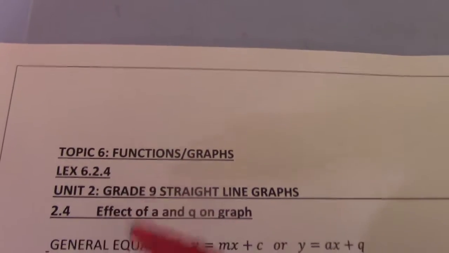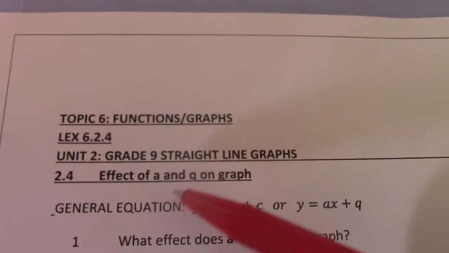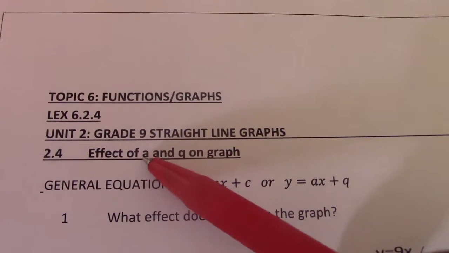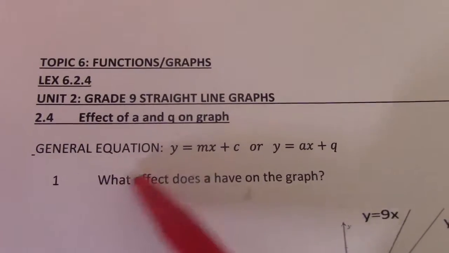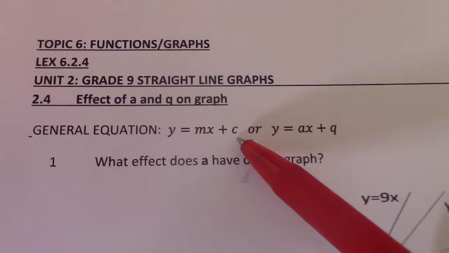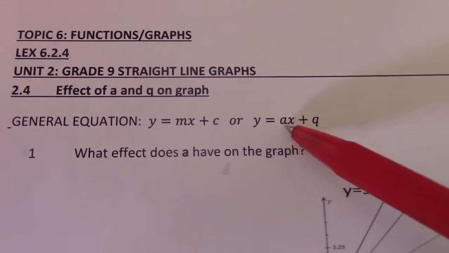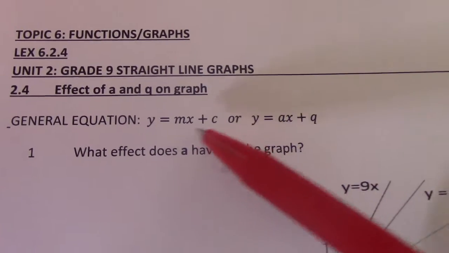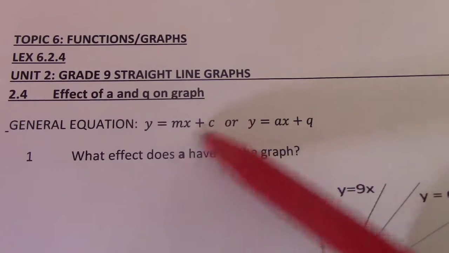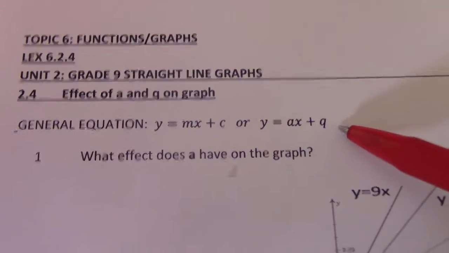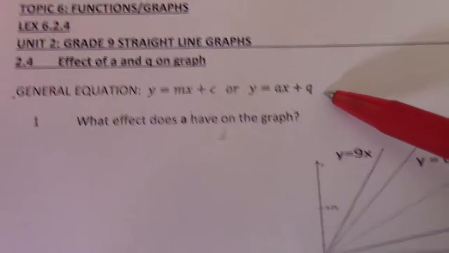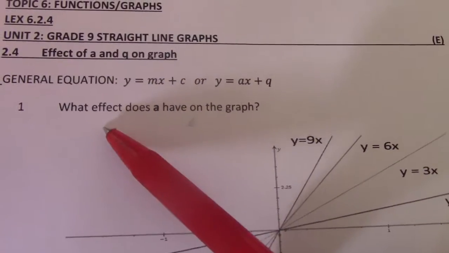Alright, welcome to learning exercise 6.24. Again, we're still with straight line graphs, and now we're looking at the effect of a and q on a graph as per requirements of government. So although the general equation is y equals mx plus c, we can also write it as y equals ax plus q. So m, my gradient, is now represented by the letter a, and my y-intercept, or my cutting point, is represented with the letter q. So, number one, we're looking at what effect a has on the graph.